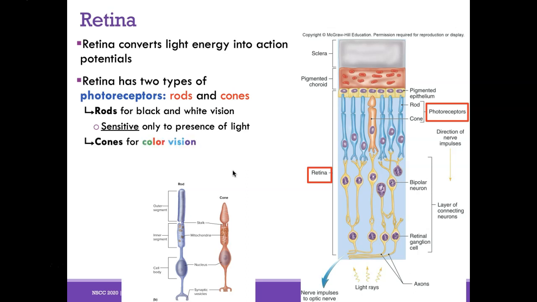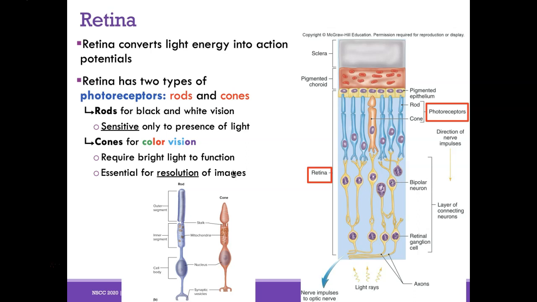Cones are for color. So the cones require bright light to function. So that's why usually when we wake up in the middle of the night, it takes some time to get full color vibrancy in our vision, because first we only have our rods functioning. So we kind of see in black and white.